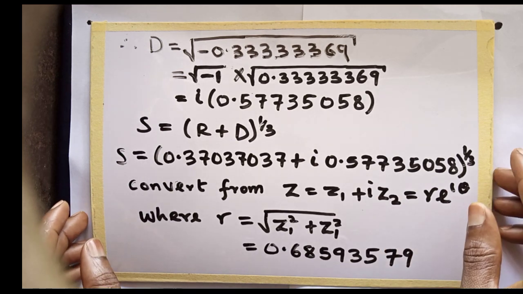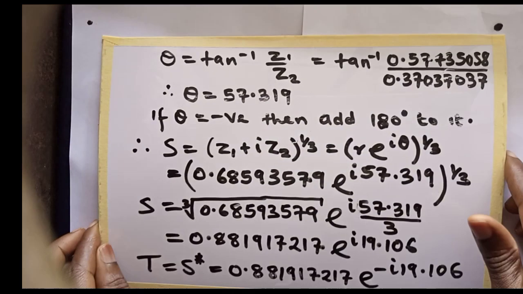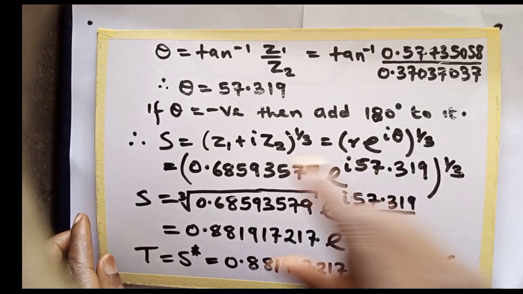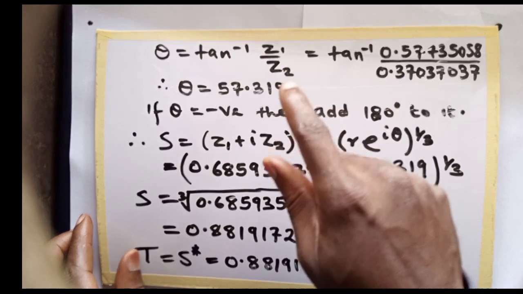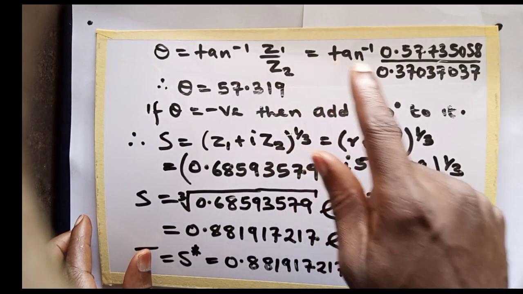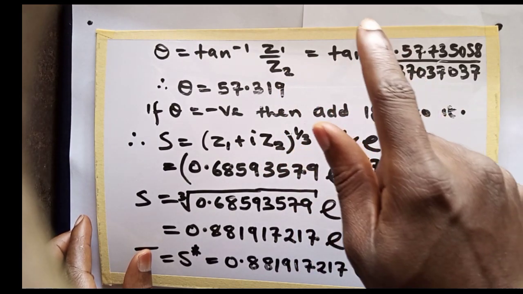So the next thing we'll do is to construct the value of theta. Our theta is given as arctan of z1 over z2, which is equal to this expression. Remember, we have our z1.